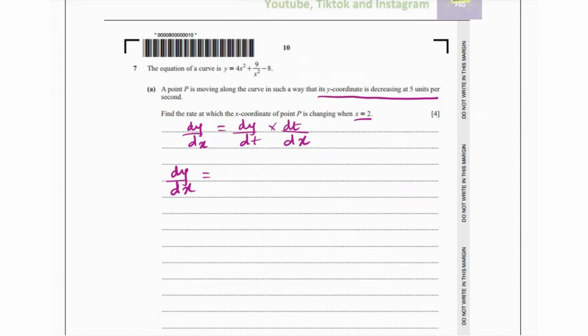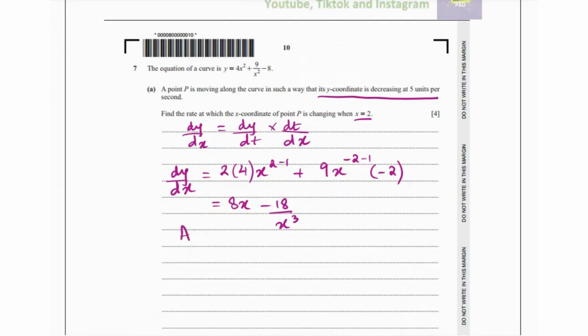So that's going to be 2 times 4 times x to the power of 2 minus 1. We bring the power down, multiply it with the coefficient and subtract 1 from the power, plus 9 times x to the power of negative 2 minus 1, and this is multiplied by negative 2. The derivative of a constant is 0, so we don't write anything for 8. So that's 8x minus 18 over x cubed.